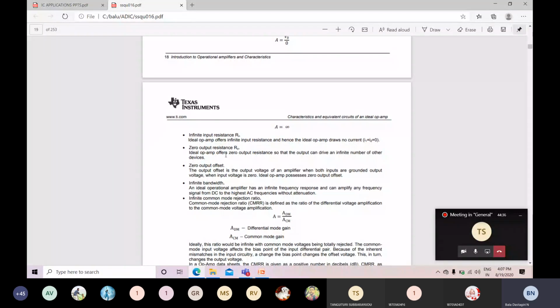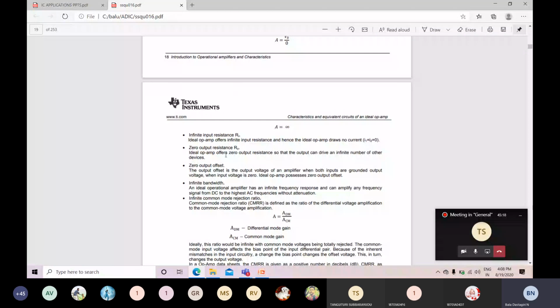And the next one is output offset. As I told you, if you ground the inputs or give 0 input voltage across the inputs, the output should be 0. But this is not possible in practical applications, where there will be some voltage. For the ideal operational amplifier, the output offset should be 0. The next one is infinite bandwidth. The operational amplifier has infinite bandwidth, so it can give the frequency response for any AC value without any attenuation. But practically it is not possible.